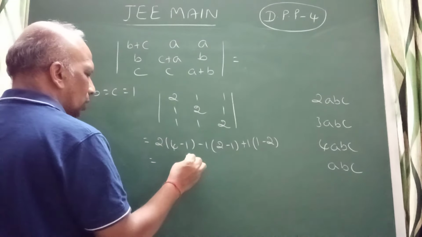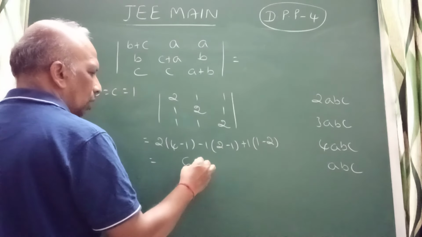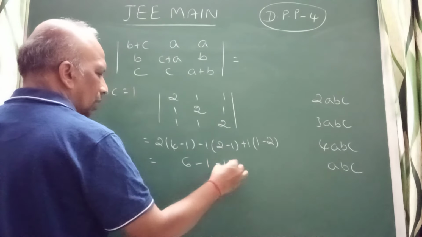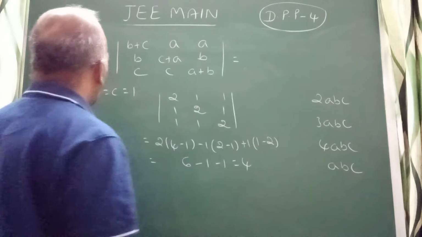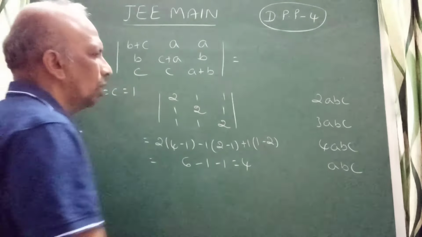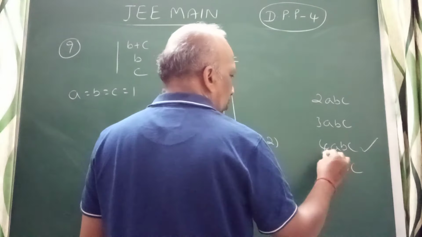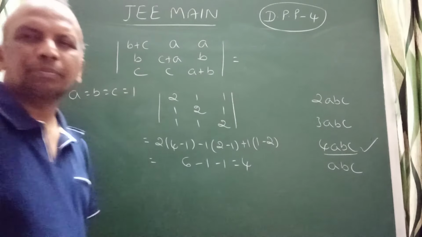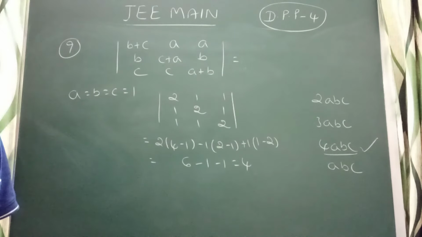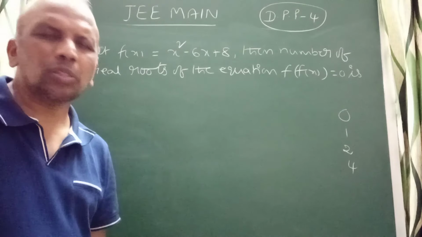You get 3 2 6 here. This will be minus 1 and minus 1. Your answer is 4. Substitute A equal to B equal to 1. Only this one satisfies. Your answer is 4ABC. That's a simple one, I can use this technique. So this was a simple problem only.